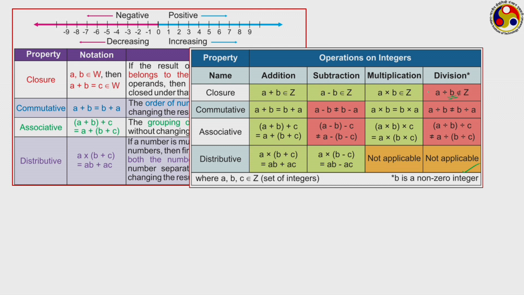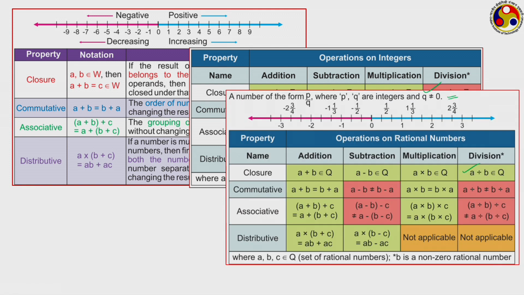That means this particular condition may be true sometimes, but generally not. But in the rational case, the fractions are also included, integers and fractions both. So the data set can be closed for any kind of operation. However, commutative and associative properties do not hold for subtraction and division.